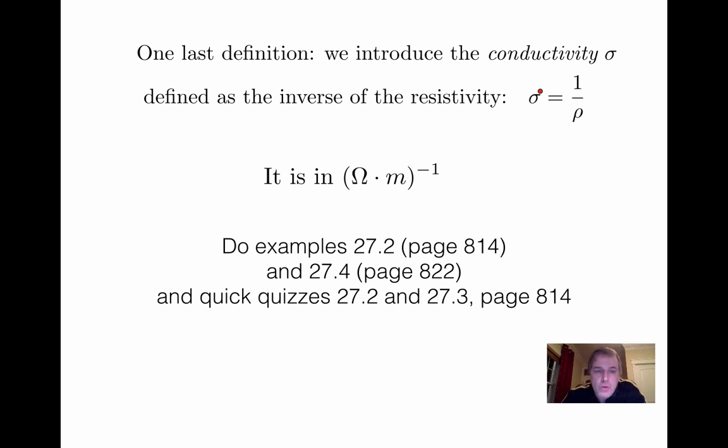Now you're all set to do examples 27.2 and 27.4 in the textbook. The entire solution is presented there, so you can check your answers and understand all the steps. You should be able to do those two examples, and the quick quizzes 27.2 and 27.3, which are on page 814, I think. The answers to the quick quizzes are at the end of the chapter. And that's it. We're done with chapter 27. Thank you.